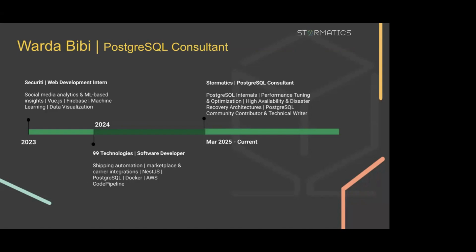Hi, everyone. I am Warda. I'm a Postgres consultant. I started my journey as a web development intern at security. In 2024, I joined 99 Technologies. There, I worked mainly on backend engineering, performance, automation, and backups. In 2025, I joined Stormatics as a Postgres consultant. Here, I specialize in Postgres internals, performance tuning, optimization, and I also work with HA and DR architectures. I'm also an active contributor to the Postgres community through technical blogs, guides, and patch reviews.